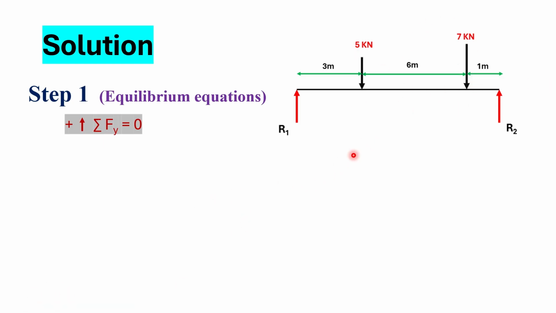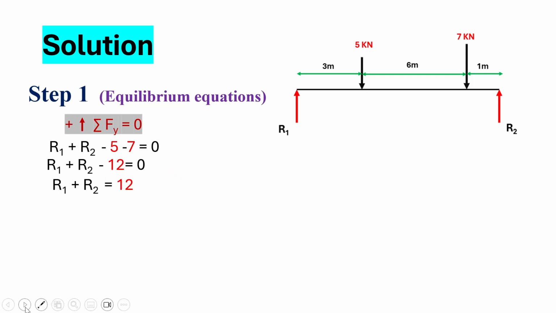So for this, R1 plus R2 minus 7 minus 5 equals 0. After adding these minus terms, R1 plus R2 minus 5 minus 7 will yield minus 12. So shifting this 12 to the other side, it will be positive. So R1 plus R2 equals 12. We have two unknowns, so we will name this equation A.